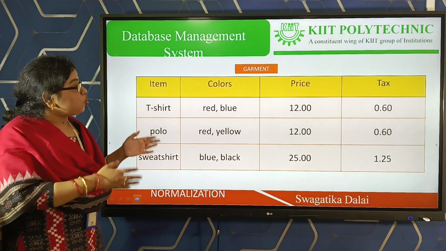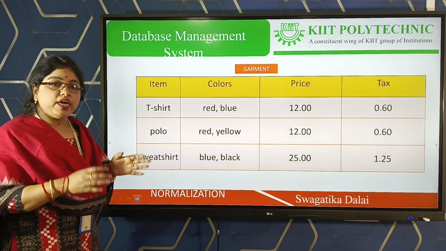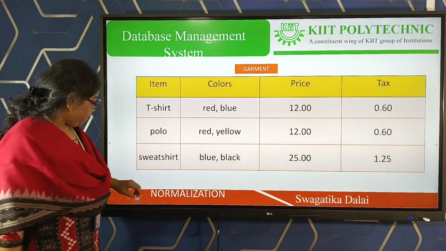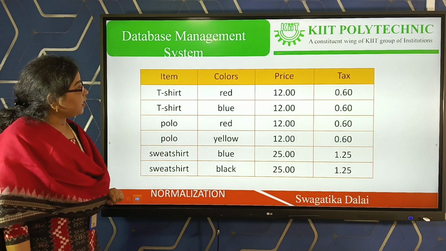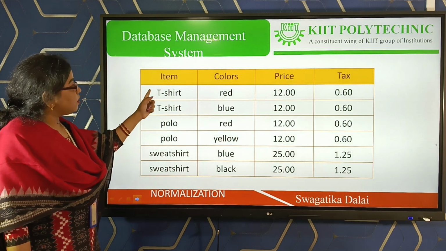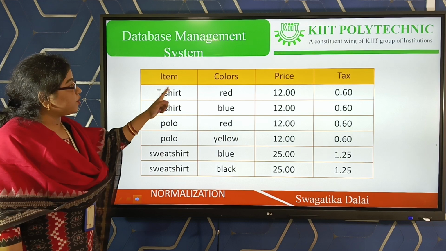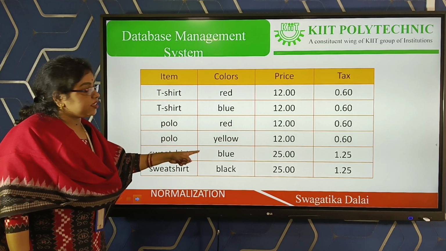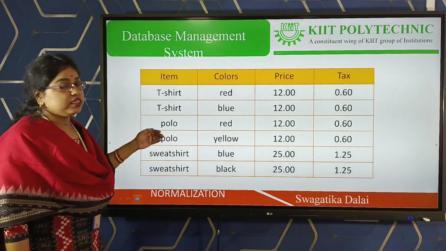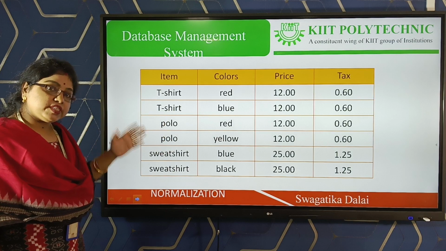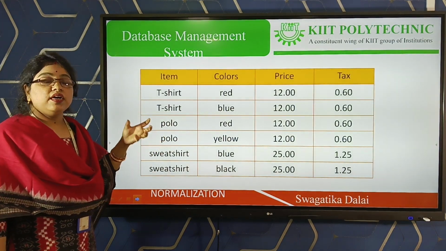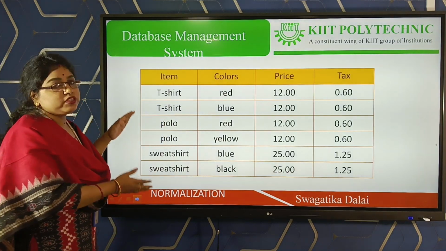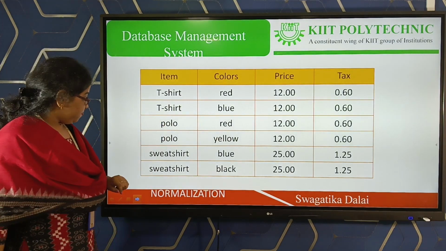So in 1NF, we have to convert the multi-valued attribute to a single valued attribute. How? As you can see here in the next slide, 4 attributes are there: item, colors, price and tax. And in the color attribute, each cell contains a single value. Now the table is in 1NF because 1NF says the value of each cell is atomic in nature, and this table satisfies the rule of 1NF.